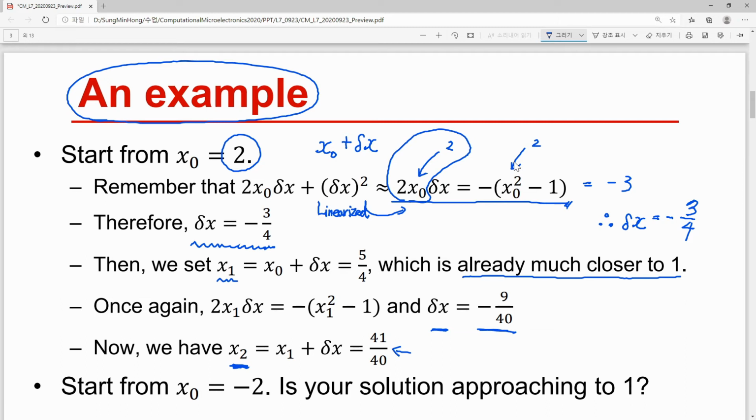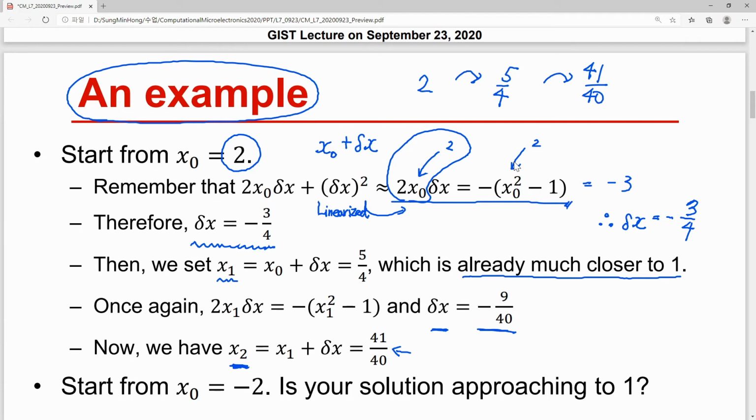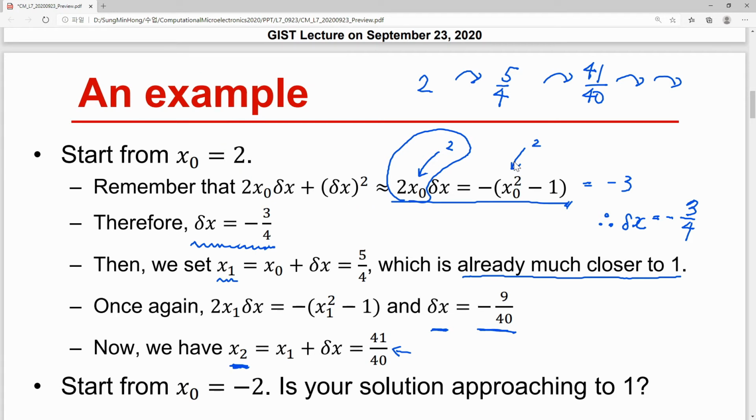Please remember that you started from number 2, and after one step, your number becomes 5/4. After one step further, your solution becomes 41/40. Oh, it is rapidly approaching number 1. So after spending more and more iterations of this type, you can easily get a quite satisfying number for your problem.